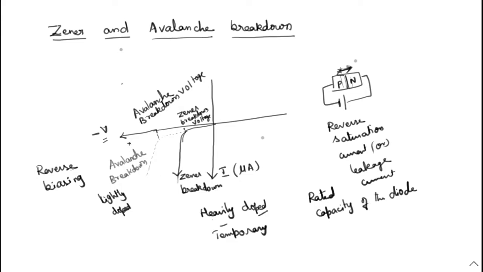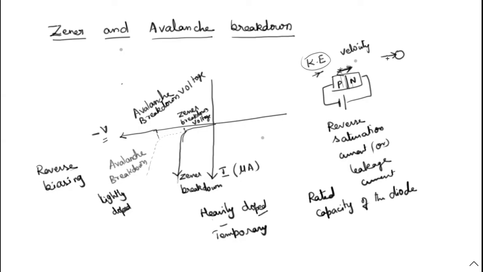But when we come to avalanche breakdown, when reverse biasing is applied across the junction, listen carefully, the kinetic energy of the electrons is increased. So the electrons move very fast, that means they have very high velocity. The kinetic energy is increased, so its velocity is also increased. By the time the electrons move with very high velocity, they collide with other atoms.